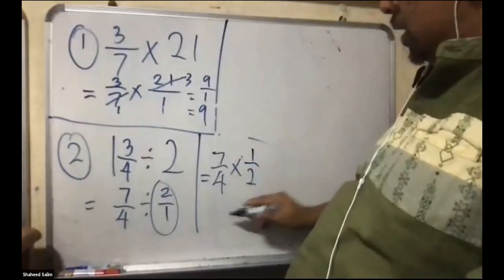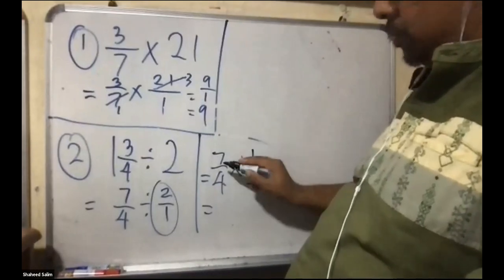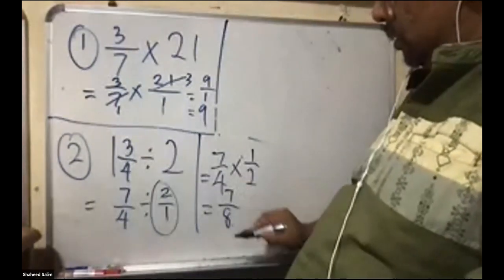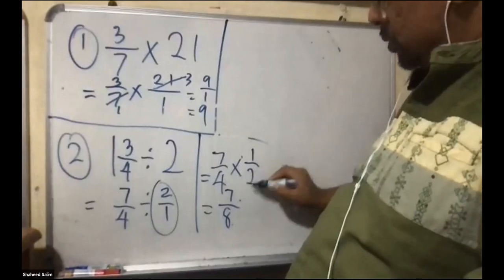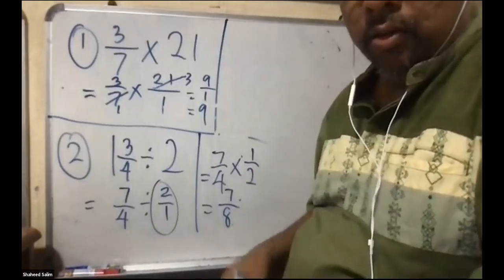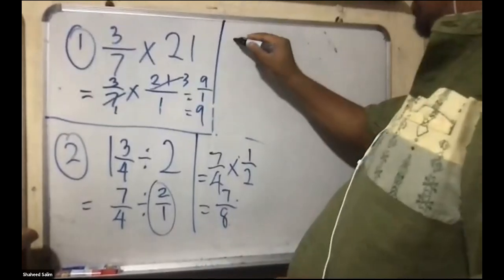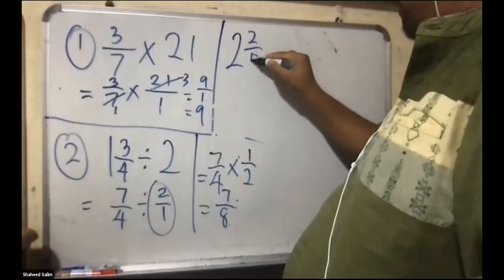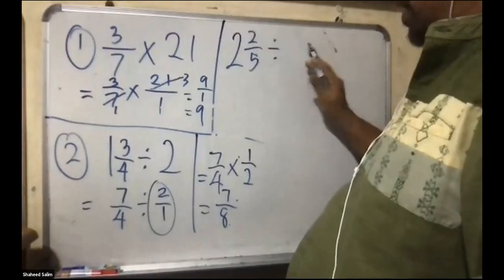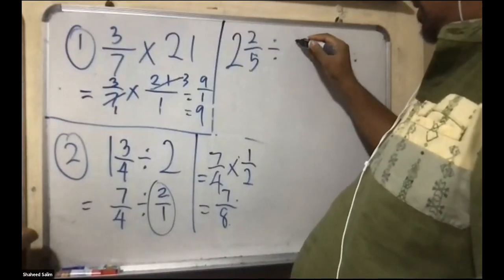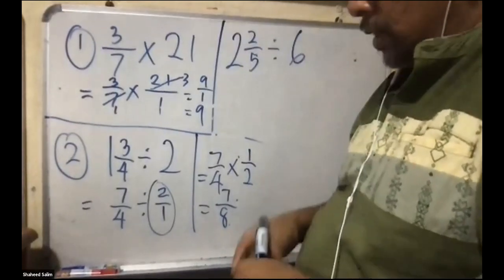Now you cannot reduce any of them. Top times top, bottom times bottom. 7 over 8. 7 times 1, 7. 4 times 2, 8. Okay, we do one last one. That's the last one now. Okay, 2 and 2 over 5 divided by 6. Your last question, please.